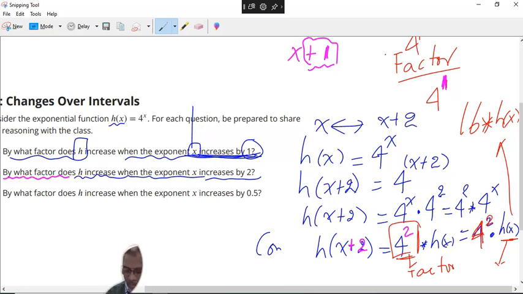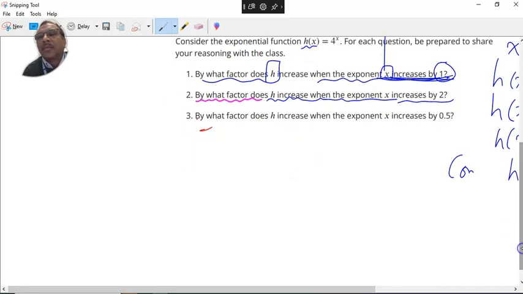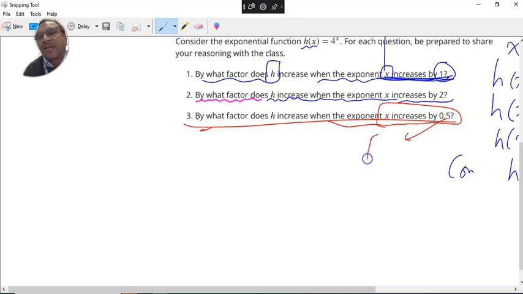Then next is the last one. By what factor does h increase when the exponent is increased by 0.5? Now that's the fraction. See, this is the fraction part.